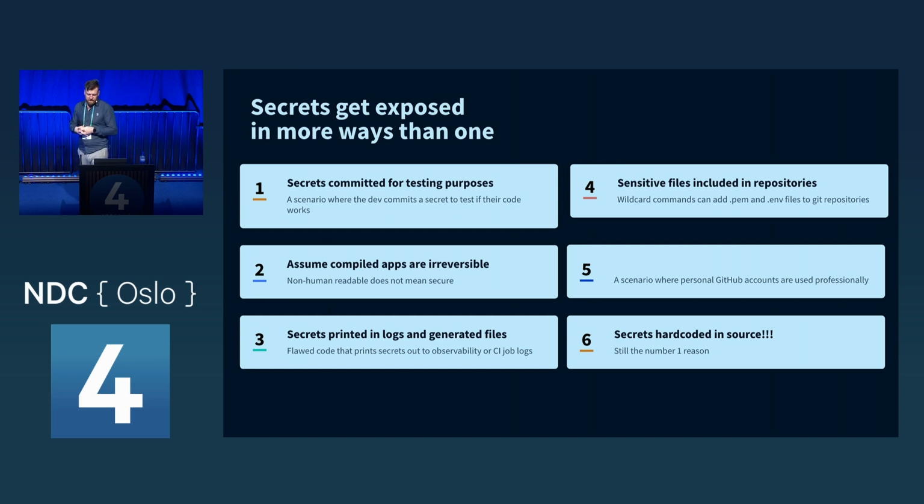Sensitive files are just included in repositories, such as .env files. If you want to prevent secrets in your source code, make sure you use .gitignore files and ignore anything that could be slightly sensitive. Number 5 there is, I don't know why the title's gone, but basically it's people using their personal GitHub accounts.